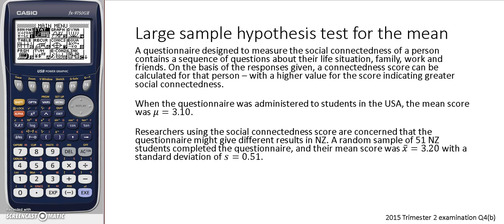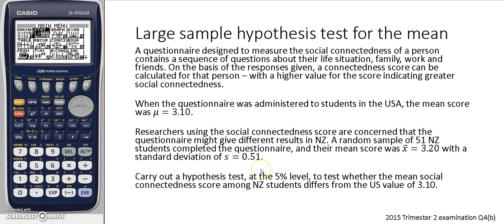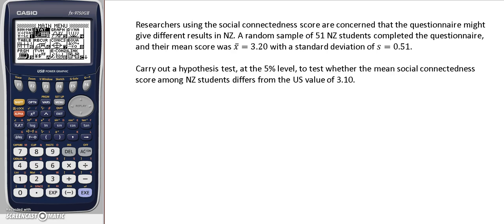A random sample of 51 students completed the questionnaire and their mean score was 3.20 with a standard deviation of 0.51. In this problem, we're going to carry out a hypothesis test at the 5% level to test whether the mean social connectedness score among New Zealand students differs from the US value of 3.10.